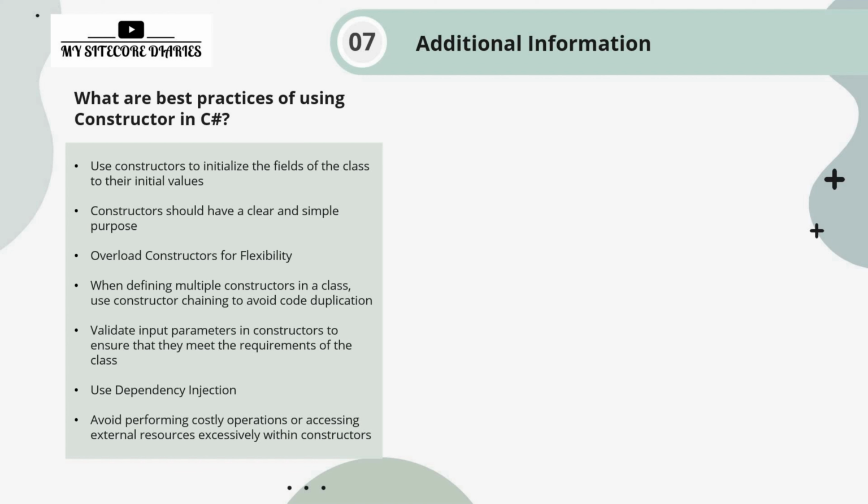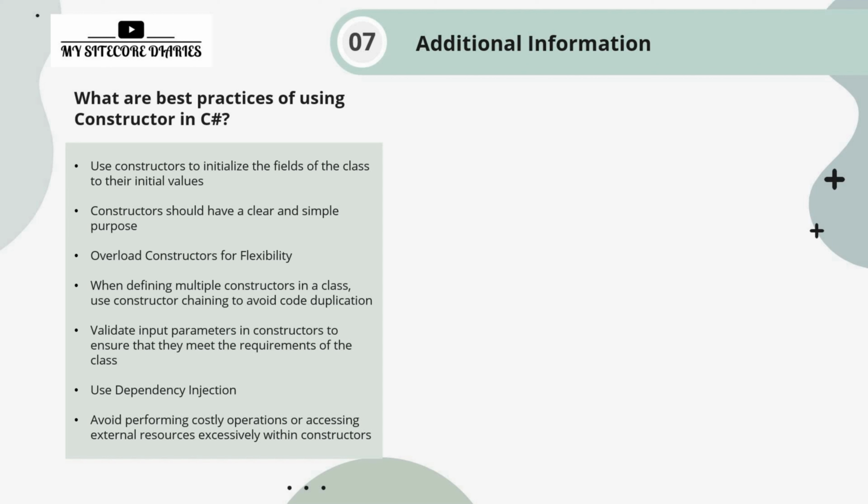Overload constructors for flexibility. You can use method overloading functionality to have flexibility in constructors. So you can have a parameterized constructor, you can have the normal constructor. You can have different types of parameters you're passing to the constructor. You can do those kinds of flexibility. When defining multiple constructors in a class, use constructor chaining to avoid code duplication. Try to avoid the code duplication.